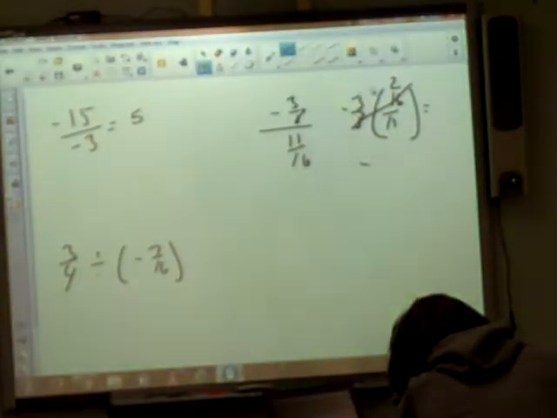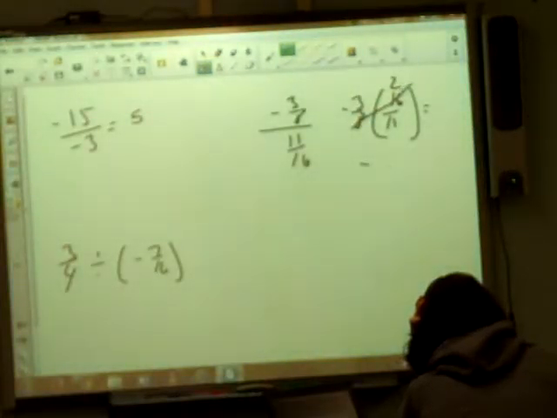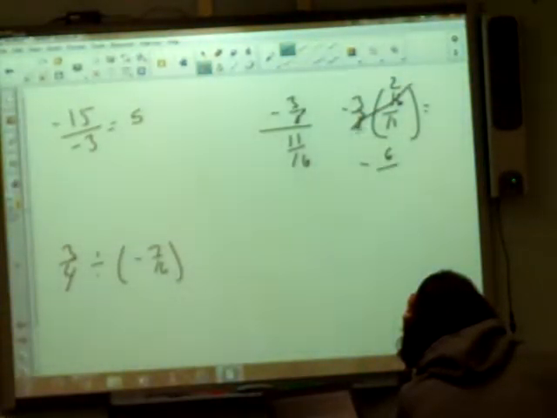So now this is something I can do easy in my head. 3 times 2 is 6. And then on the bottom, all I've got is an 11. Bada bing, bada boom.